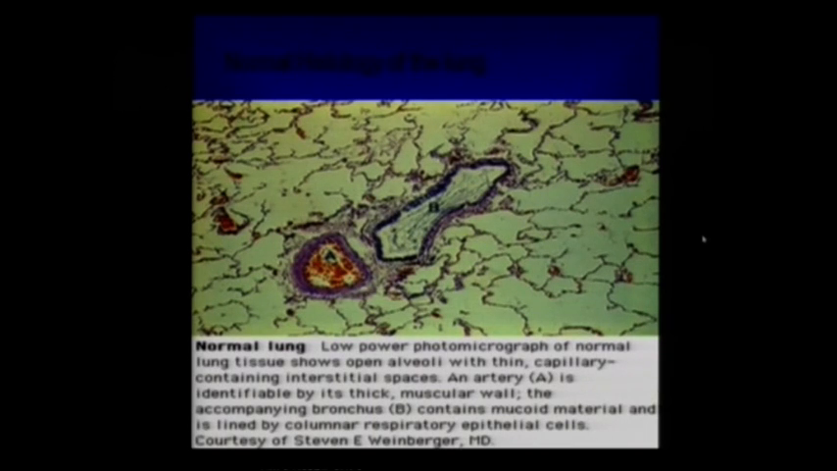Looking at the low power photomicrograph, again you can see the alveoli and the adjacent artery and the bronchiole, and you see a space in between. An artery is identifiable by its thick muscular wall, the accompanying bronchus containing some mucoid material, and which is lined by a columnar respiratory epithelium. So the vessel has an endothelium and the alveolus has an epithelium. Between these two is the place where the diffuse lung parenchymal disease is occurring.